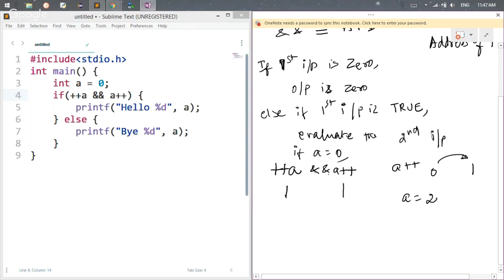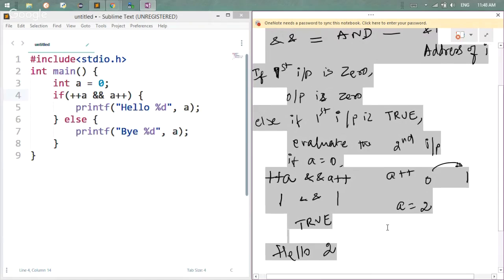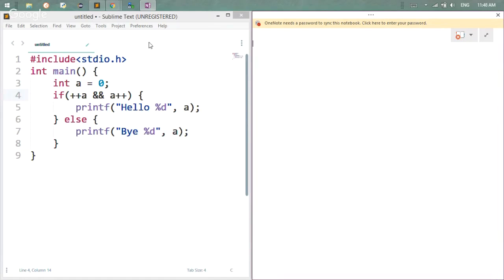Okay, I'll give you one more simple tip, guys, in order to understand this. So let me finish this question. So 1 and 1 is actually true, right? That is true and true. So if it is true and true, then you will get answer as hello and then 2. Okay, so I'm going to quickly put one more easier way to understand this.